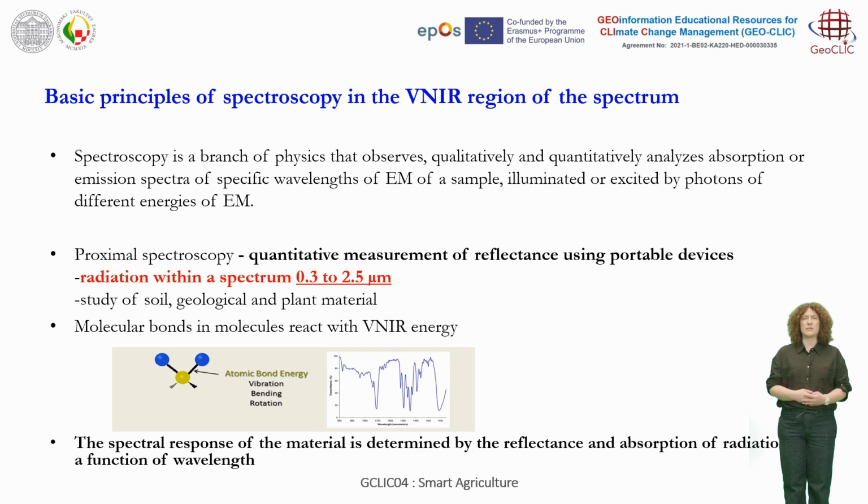Proximal spectroscopy is quantitative measurement of reflectance using portable devices. We go into the field and take measurements of the reflectance, which can be used to build calibration models and prediction models of different properties of crop and soil, or we can use them as reference measurements for interpretation of UAV or satellite data. The radiation used in proximal spectroscopy utilizes sun energy covering 0.3 to 2.5 micrometers, visible and near-infrared energy. Molecular bonds react with the energy. It can be found that the spectral response of different materials is determined by the reflection and absorption of radiation as a function of wavelength.